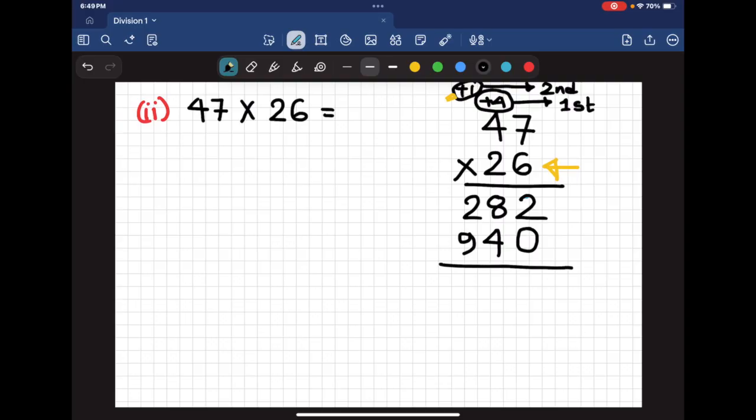Now we do a plus for this 2. This 2, okay? So 2 plus 0 is 2. Then we have 8 plus 4, which is 12. And we have an extra 1 over here, which we can plus for the next column. So 9 plus 2 is 11, plus 1 is 12. Okay, so 47 multiplied by 26 equal to 1,222. So this is the answer.